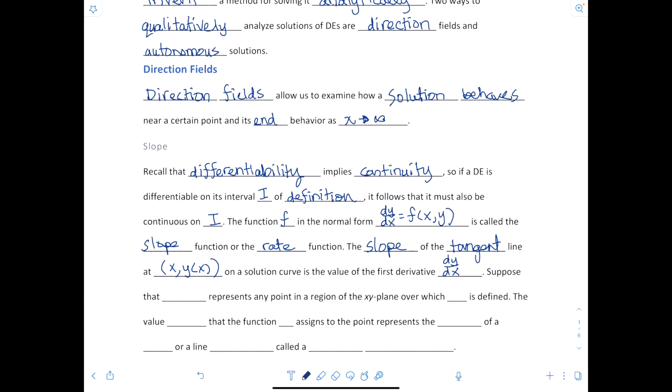Suppose that this ordered pair x, y represents any point in a region of the xy plane over which f is defined. Now, the value f at x and y that the function f assigns to the point represents the slope of a line or line segment called a lineal element.